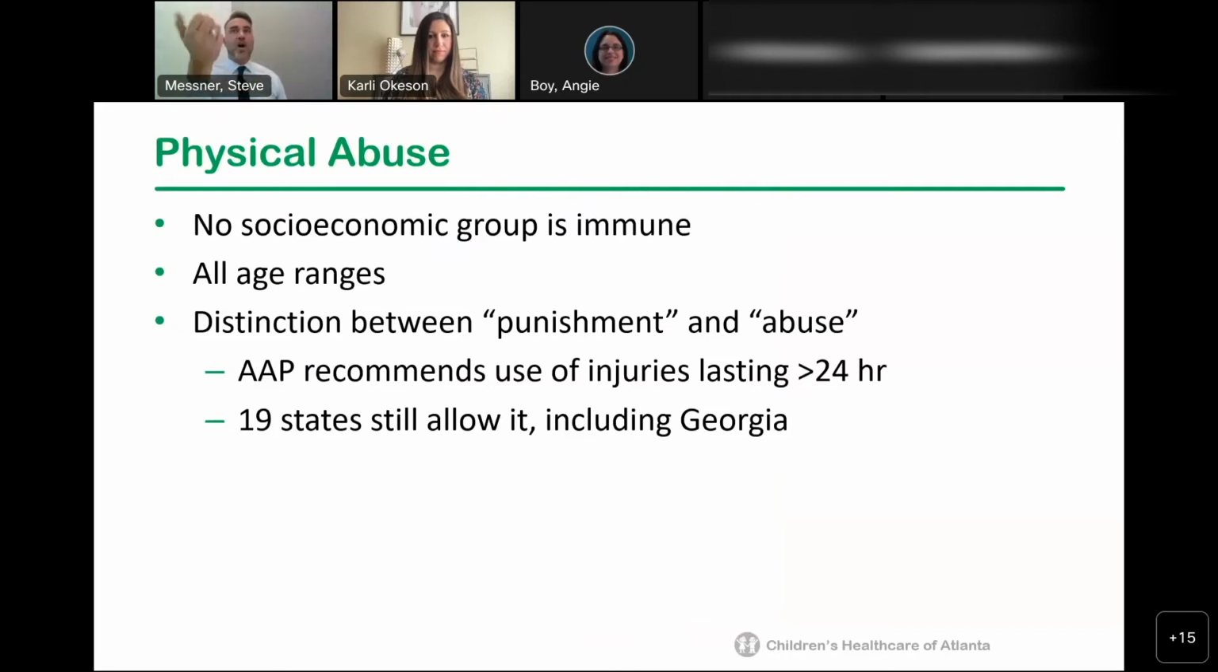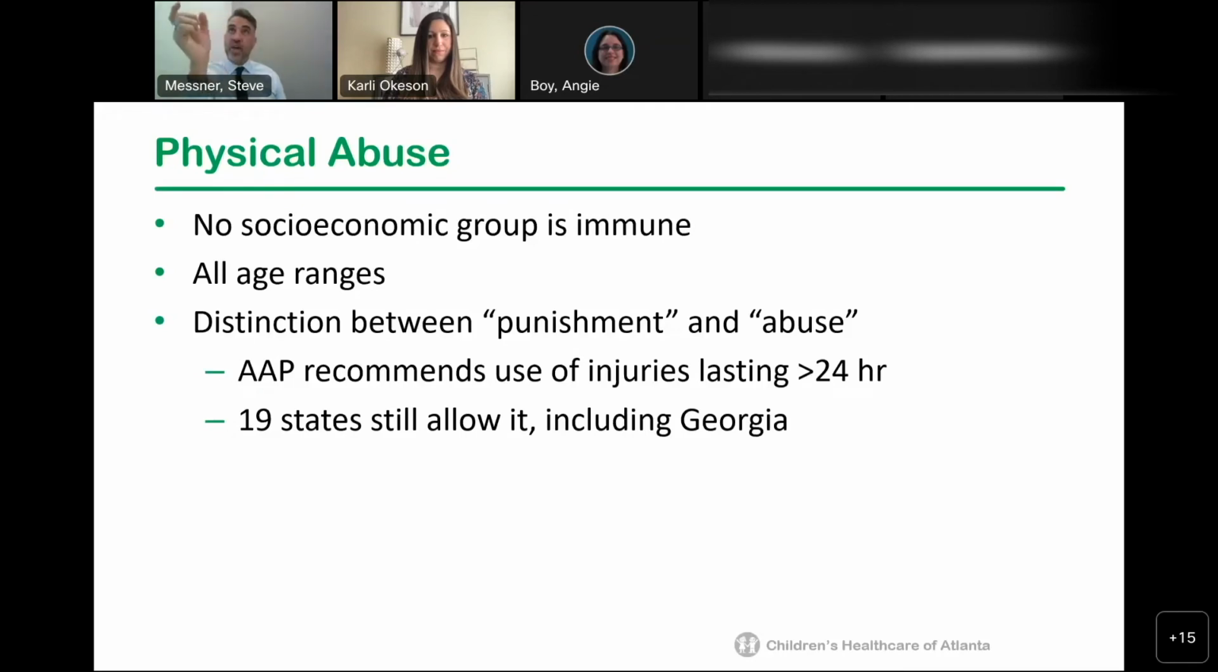That was decided at a meeting with a consensus among the experts to help distinguish between some type of punishment that was causing a temporary reddening of the skin versus causing bruising, because the bruising would last more than 24 hours. Now, here in the state of Georgia, corporal punishment is allowed.